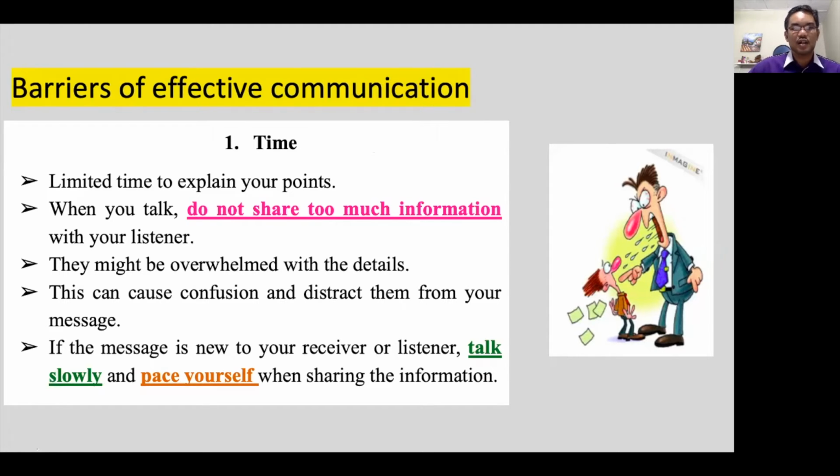When you talk, do not share too much information with your listener. They might be overwhelmed with details. This can cause confusion and distract them from your message. If the message is new to your receiver or listener, talk slowly and pace yourself when sharing the information. Jangan bagi terlalu banyak maklumat dalam sedikit masa.